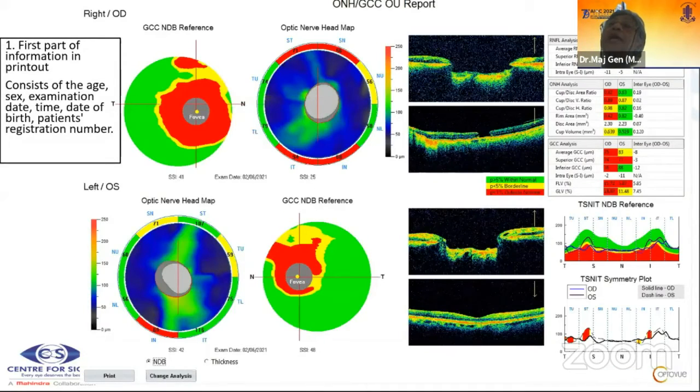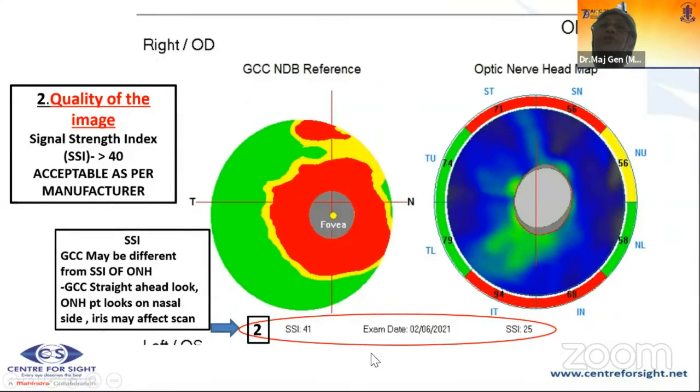So now let's have a look at the first, that is the Avanti report, that's the printout. The first part of the report contains the normal information that is shown in every scan. That is the age, sex, date of examination, the time, the date of birth of the patient, as well as the patient's registration number, so that when you do the next scan, you verify that these are definitely the same and that you're not doing it for another patient. Oftentimes mistakes occur in this.